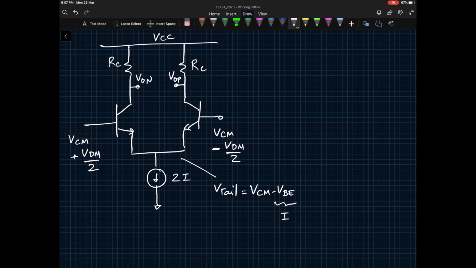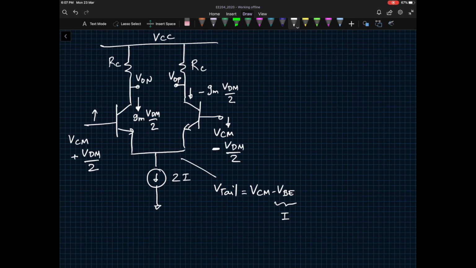All right, so when I apply VDM, then what do you expect? You're expecting this voltage to go up and this voltage to go down, because I'm applying positive voltage. So then what you expect is that the current through this transistor will increase, and that would be equal to GM times VDM divided by 2, and the current through this transistor will be minus GM times VDM divided by 2. Okay, so that would be the differential component.